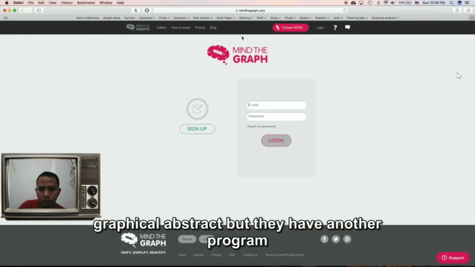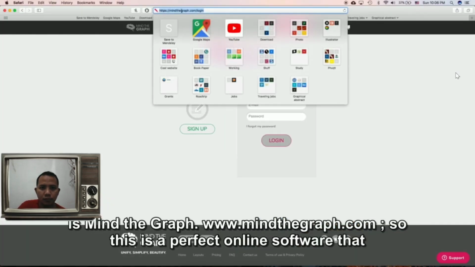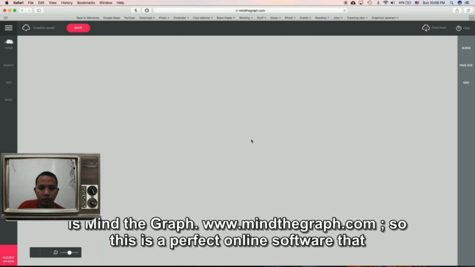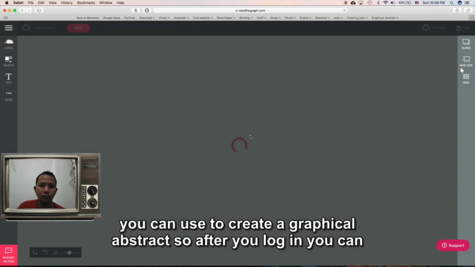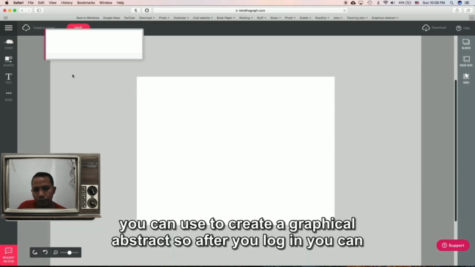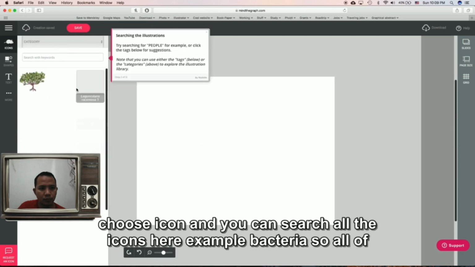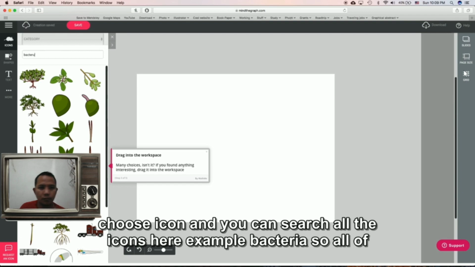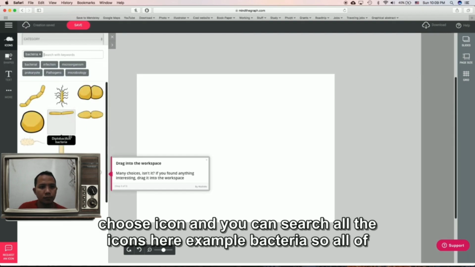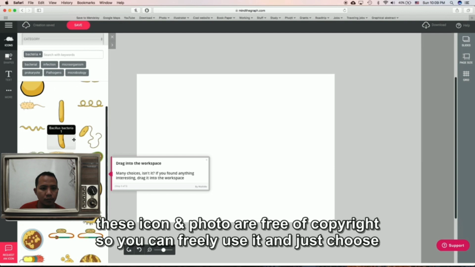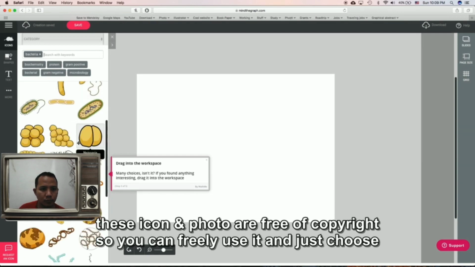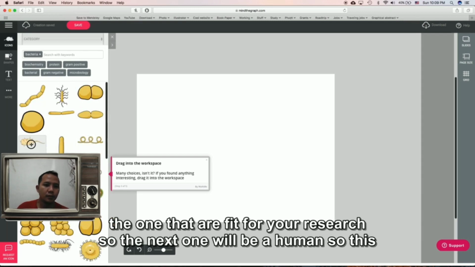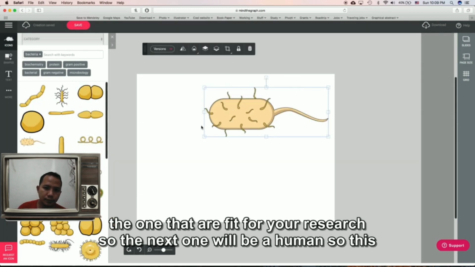But there is another program, mindthegraph.com. This is a perfect online software that you can use to create a graphical abstract. After you log in, you can choose icon, and you can search all the icons here. For example, bacteria. All of these icons and photos are free of copyright, so you can freely use them and just choose the one that fits your research.